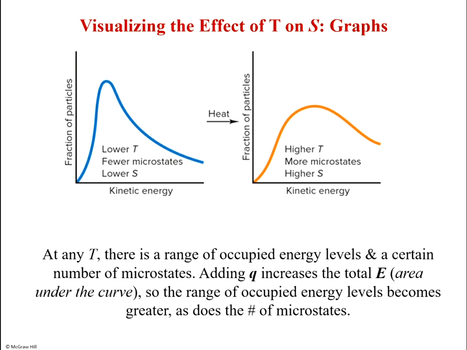So at any given temperature, there's a range of occupied energy levels and a certain number of microstates, and adding heat increases that total energy, which is the area under the curve, so that the range of occupied energy levels becomes greater, as does the number of microstates.